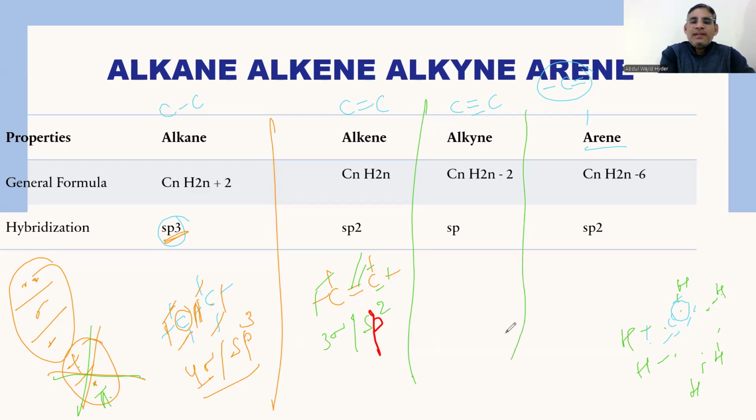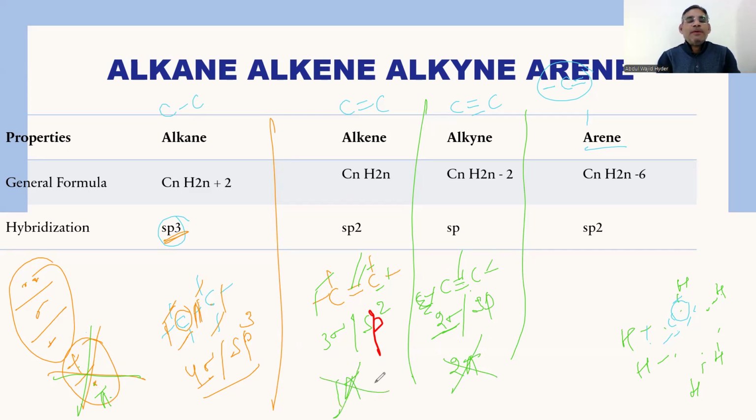Now in alkyne, this is the graphical formula for alkyne. Each carbon is having 1 and 2 sigma bonds. There in ethyne, 1 and 2 sigma bonds. 2 sigma bonds means sp. Since it is having 2 sigma bonds and 2 pi bonds, as we have said, we will never consider a pi bond in hybridization.